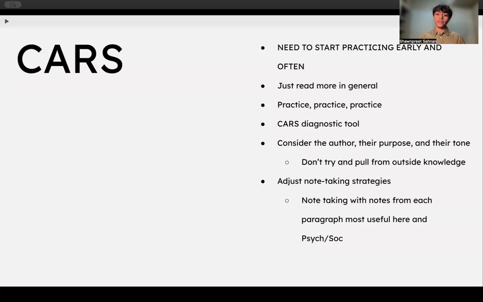Also, adjust your note-taking strategies. If the typical strategies you use in Chem Phys or BB aren't working, then try something else for CARS. CARS can sometimes use a different note-taking strategy. Taking a quick sentence of notes from each paragraph is actually most useful, I feel. That's a personal anecdote, but I found it very helpful, and I think a lot of others did as well, because CARS is more literary, more like a story. So build that little story, build a key takeaway from each paragraph. Whereas in Chem Phys and BB, you're more trying to build an idea overall. I do feel that's also useful in Psych Soc, but I'll get into that in a sec.